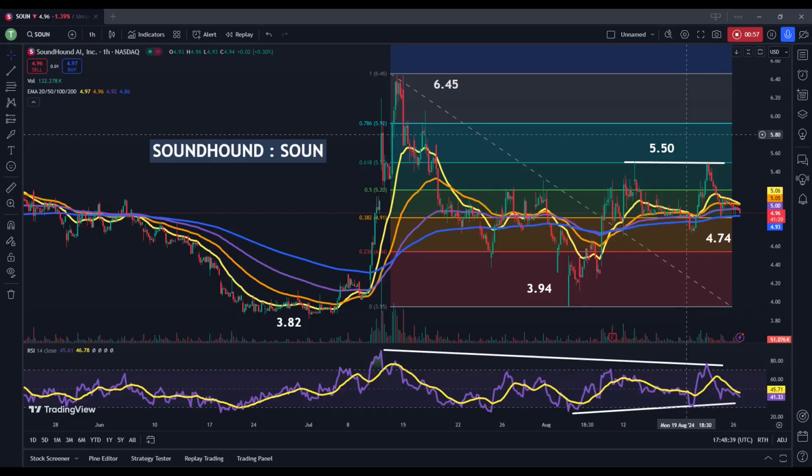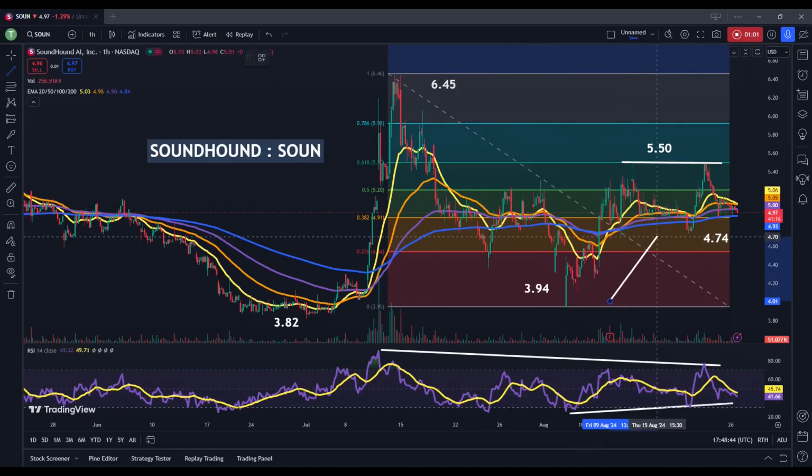So if we're currently looking at the most recent price movements here, we can see a bit of a rally that has started to develop ever since share prices managed to find a bottom at $3.94. This would have occurred during the August 5 trading session. And then as we can see here, share prices did move into this $5.50 area before starting to reverse lower.